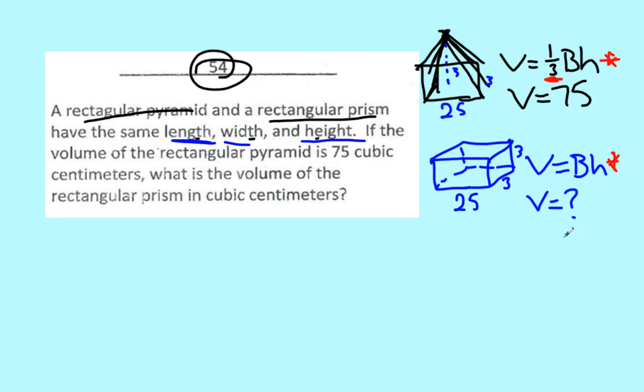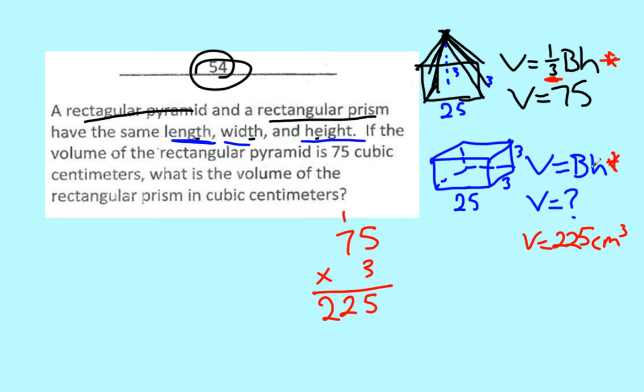Okay, which means that this volume is going to be the same area of the base, the same height, except it hasn't been divided by 3. So we do the opposite of that. The opposite of dividing by 3 would be to take this volume and multiply it by 3. So 5 times 3 is 15, carry 1, and that gives us 225. So this volume has to be 225 centimeters cubed.